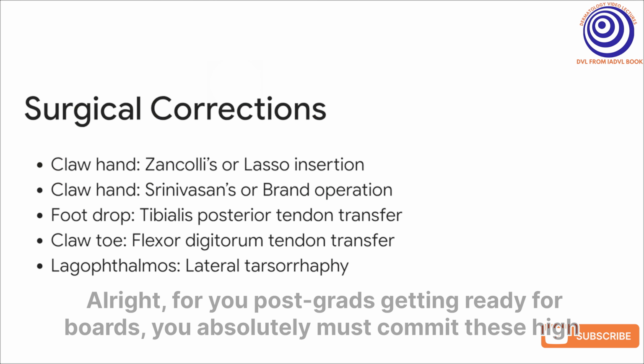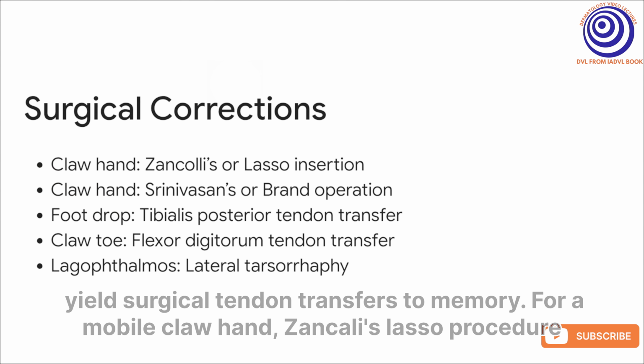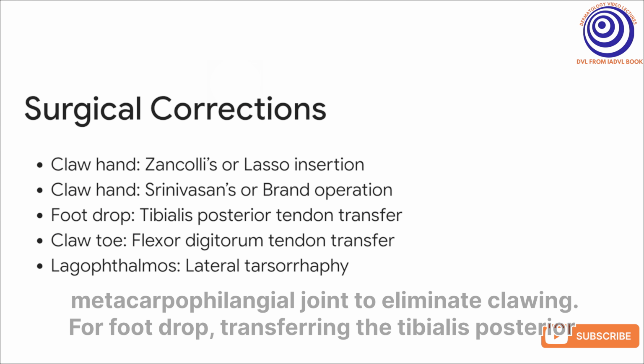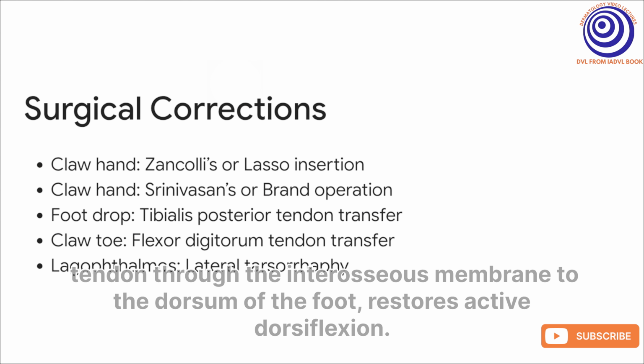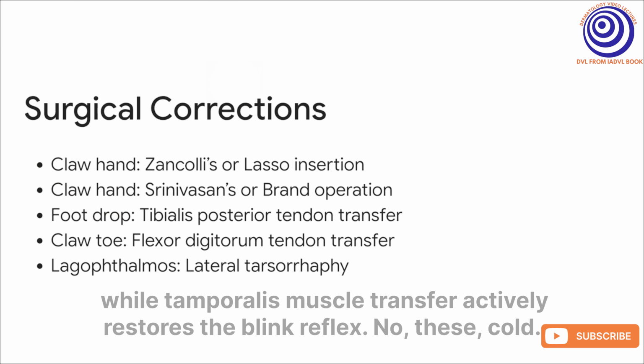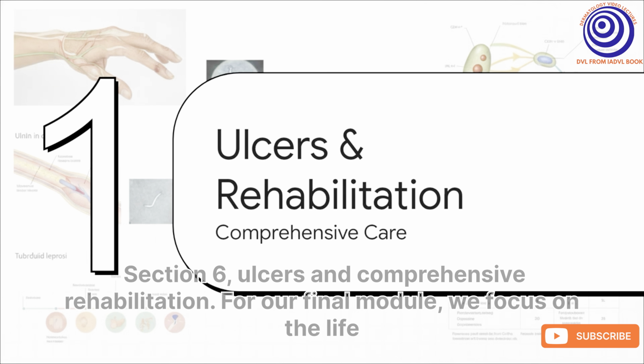All right, for you postgrads getting ready for boards, you absolutely must commit these high-yield surgical tendon transfers to memory. For a mobile claw hand, Zancolli's lasso procedure reroutes the flexor digitorum superficialis through the A1 pulley, creating a flexion force at the metacarpophalangeal joint to eliminate clawing. For foot drop, transferring the tibialis posterior tendon through the interosseous membrane to the dorsum of the foot restores active dorsiflexion. And for Lagophthalmos, lateral tarsorrhaphy narrows the palpebral fissure while temporalis muscle transfer actively restores the blink reflex. Know these cold.